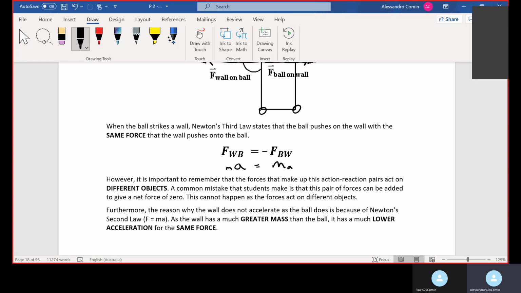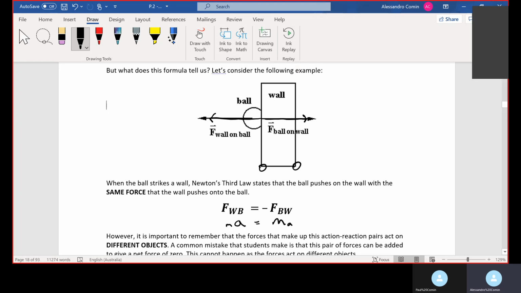Yeah, because these forces are equivalent, but the masses aren't equal, and hence the accelerations will not be equal. We know that the ball has a much smaller mass, and as such, it will have a much higher acceleration than the wall. And that comes back to the idea that A is proportional to 1 on m. So as A increases, m decreases when F is constant. And we can see once again, everything is linking together.